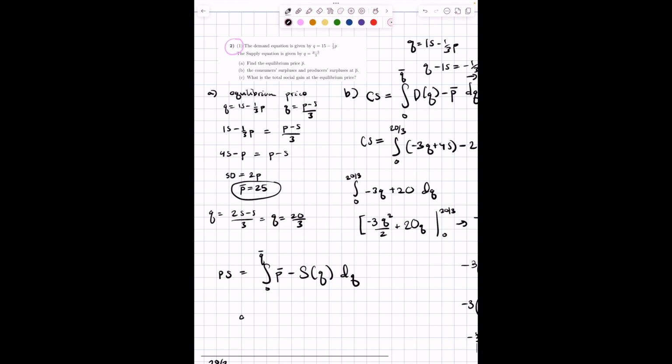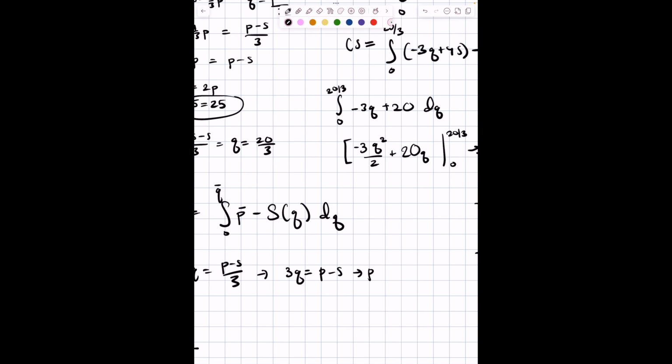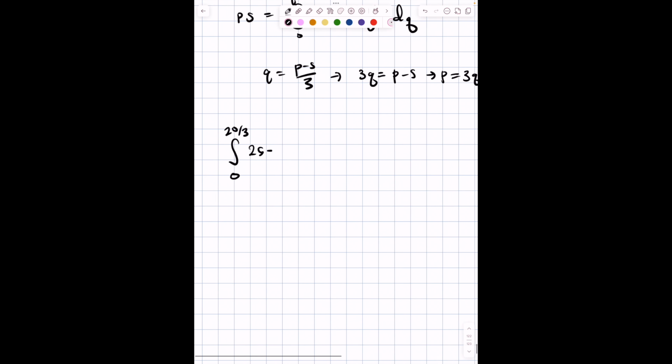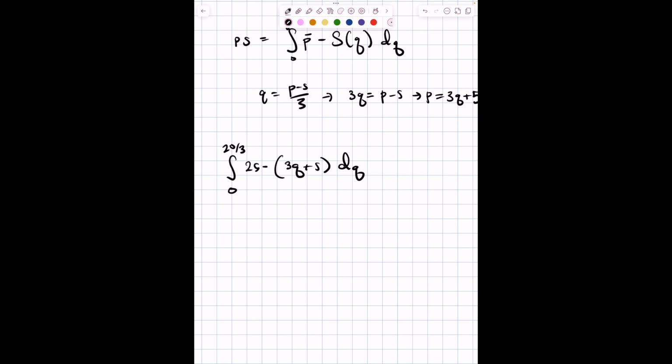I have that q is equal to p minus 5 over 3. And then I have 3q is equal to p minus 5. Then p is equal to 3q plus 5. So that's what I get. So 25 minus 3q plus 5 dq, something like that. And then you can simplify a little bit.